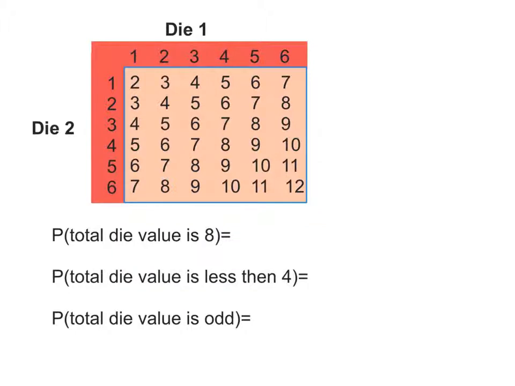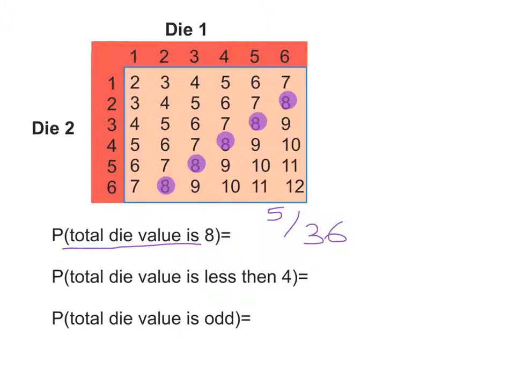Let's try some probability questions using this table. What is the probability that the total die value is 8? Looking at our table, we can see 8 appears 5 times. And using our probability formula, the number of successful outcomes is 5 from the table, and the total number of outcomes overall is 36.